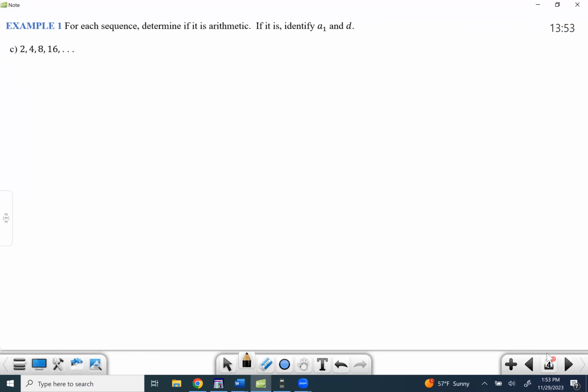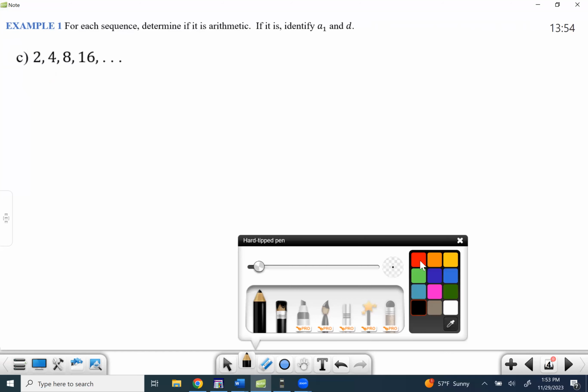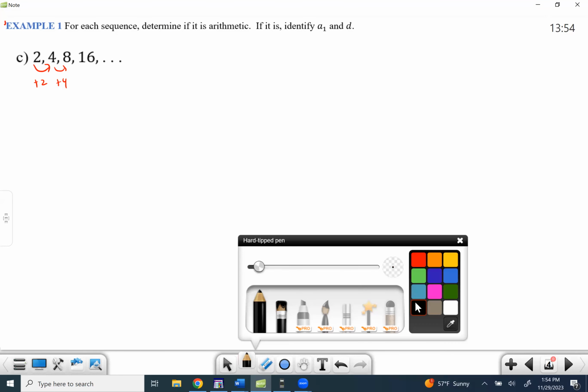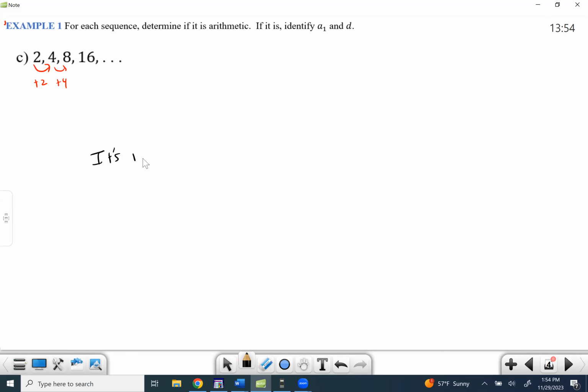So on this one, we aren't adding the same thing each time, because to get from 2 to 4, we added 2. But to get from 4 to 8, we actually added 4. So this would not be an arithmetic sequence. We do have a name for this type of sequence where we're multiplying by the same thing every time, and that's what's coming up next.